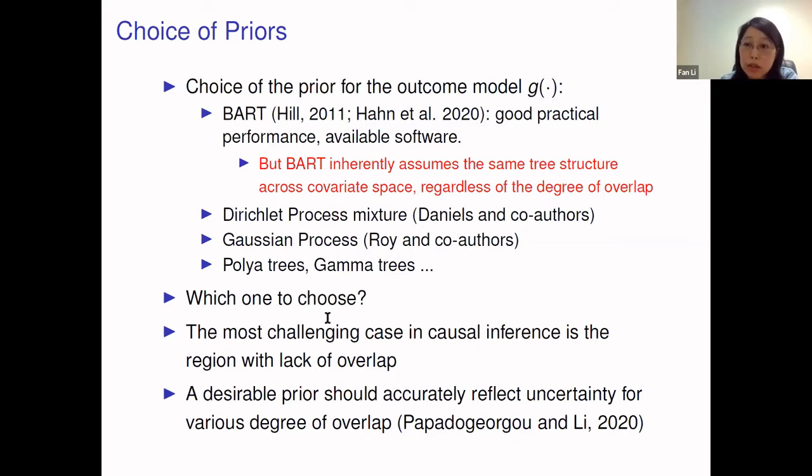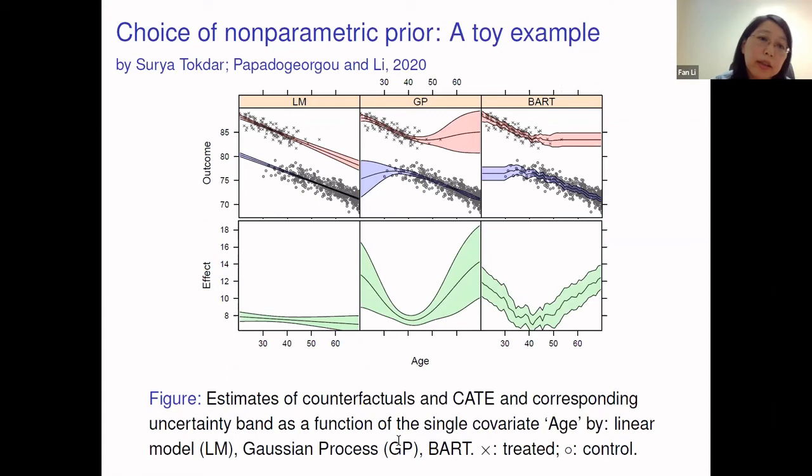In the causal setting, this choice is closely related to the design stage, to how the treatment group and control group overlap. In causal inference, if the two groups are very similar, like in randomized experiments, whatever model you use will return the same result. It becomes very difficult when your treatment group and control group look quite different, when you don't have enough overlap in the covariate space. So the key in choosing a prior is how they fare in terms of the lack of overlap. I emphasize this again: a desirable prior, from my perspective, should accurately reflect the uncertainty for various degrees of overlap. So here is a quick example.